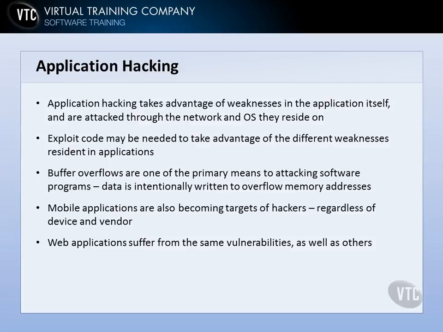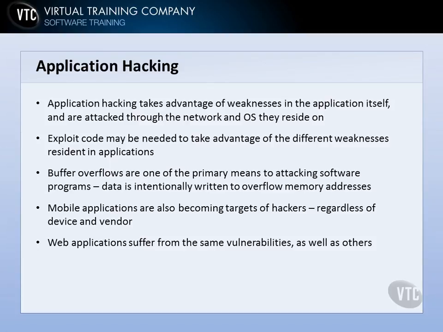Now, in some cases, exploit code might be needed to take advantage of the different weaknesses that could be built into applications. Things like small buffers or unchecked validation parameters and so forth. Exploit code could be needed to take advantage of those, but it doesn't have to be that way. Sometimes just sending weird traffic or doing something that would cause the application to error out or crash could be taking advantage of a particular weakness in an app.